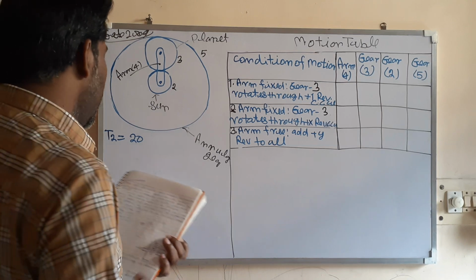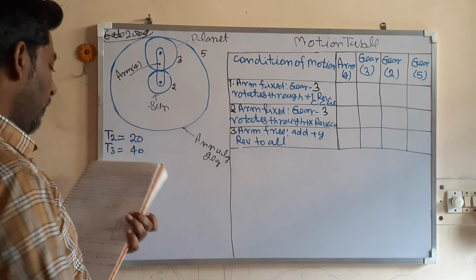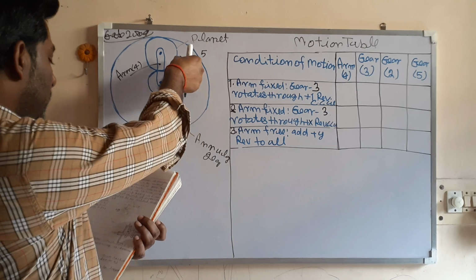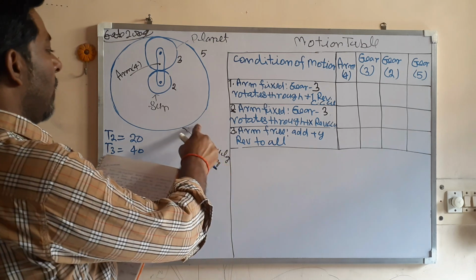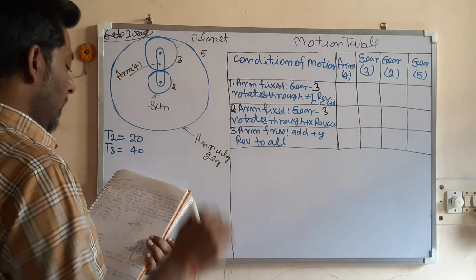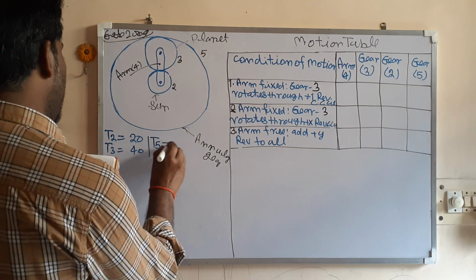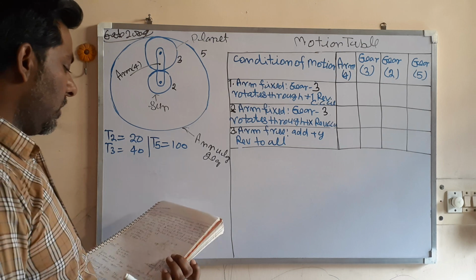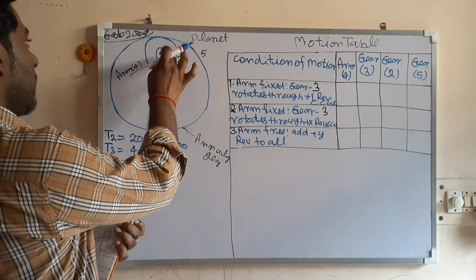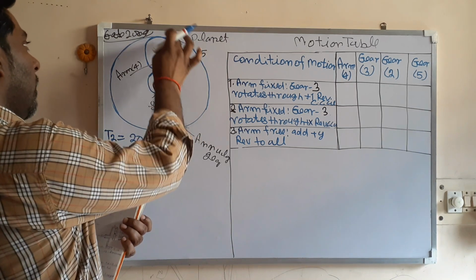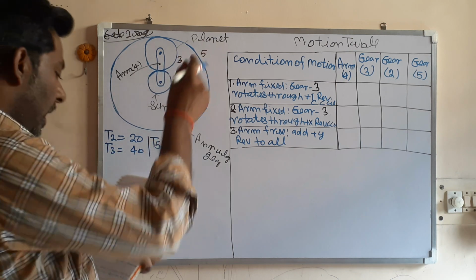The planet gear 3 has 40 teeth, so 3 is 40 teeth, an external gear. This 5 is an internal gear. The ring gear 5, annular or ring gear, has 100 teeth, that is T5 is 100 teeth, an internal gear. Look here, gear 3 is meshing with gear 5 internally. The teeth are on the external side of 3 and on the internal side of gear 5.